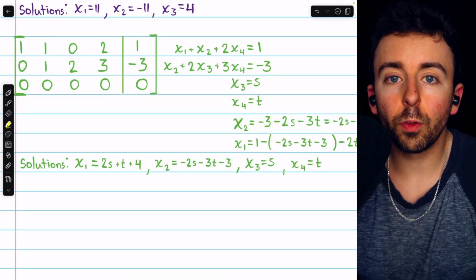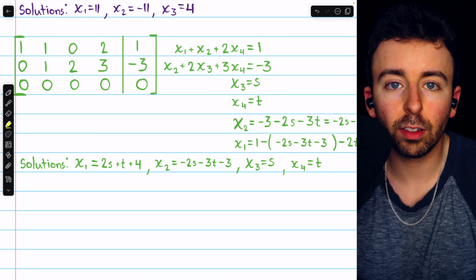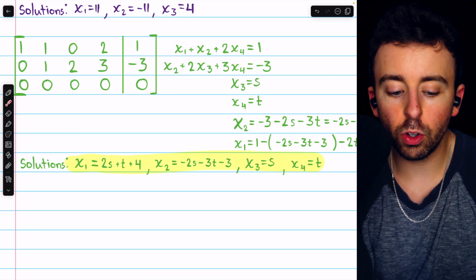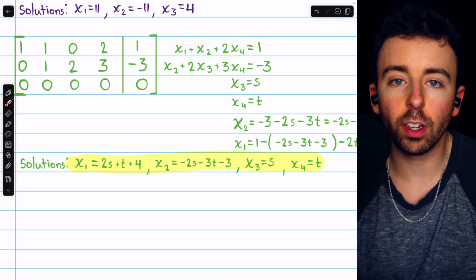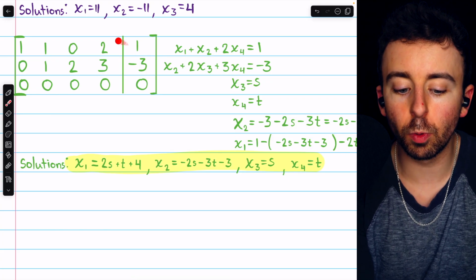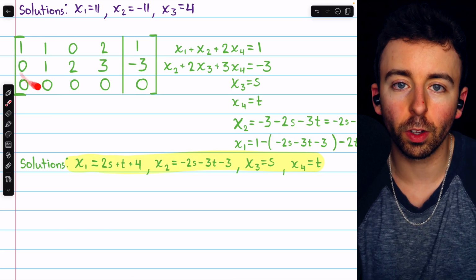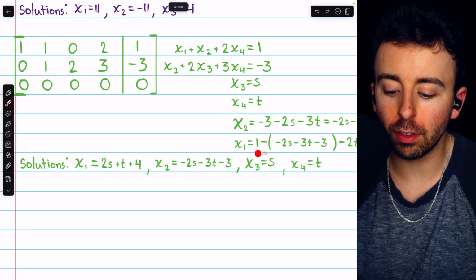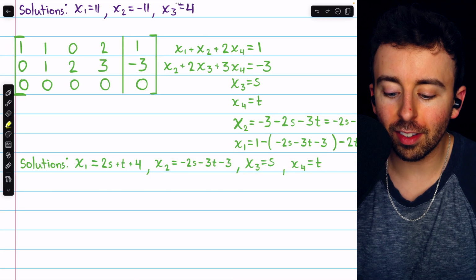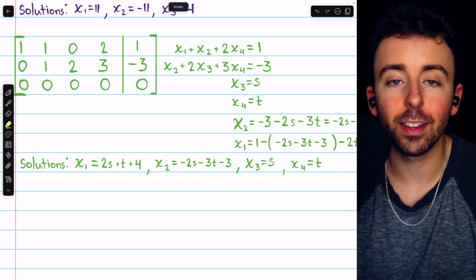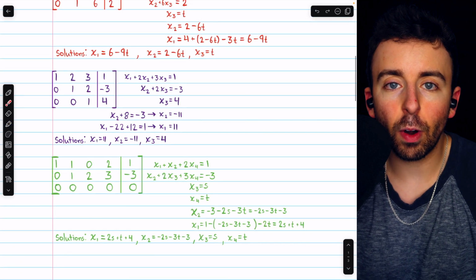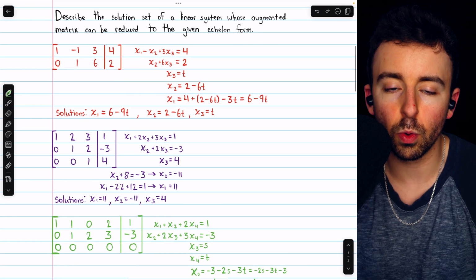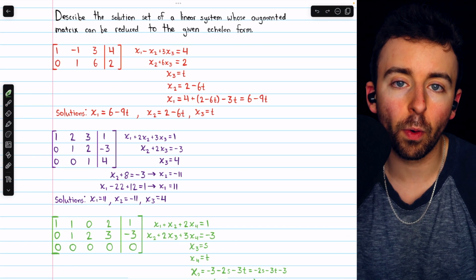So any ordered 4-tuple, x1, x2, x3, x4, of this form will be a solution to any system of linear equations whose augmented matrix can be reduced to this row echelon form. Again, in this case, we have infinitely many solutions because of the free variables, although in this example, we have 2 free variables instead of just 1. So that's how to describe the solution set for the linear system corresponding to a matrix in echelon form.